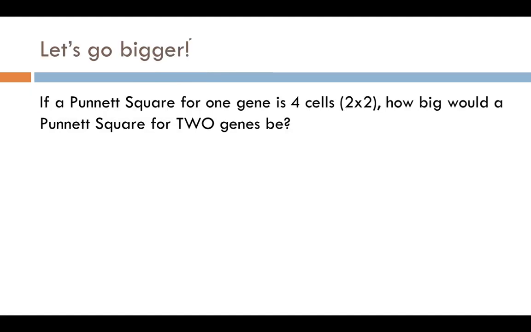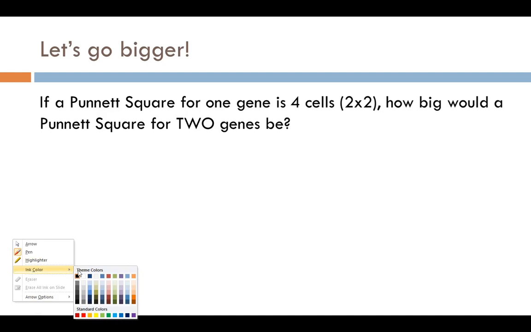Okie doke. Let's wrap up here quick. I just want you to think about Punnett squares in the bigger picture, briefly. And so, some simple math. If a Punnett square for 1 gene is 4 cells, that's 2 by 2, how big would a Punnett square for 2 genes be? In order to understand this, you have to understand a little bit about probability, which most of you don't, I know, and also a little bit about exponents.